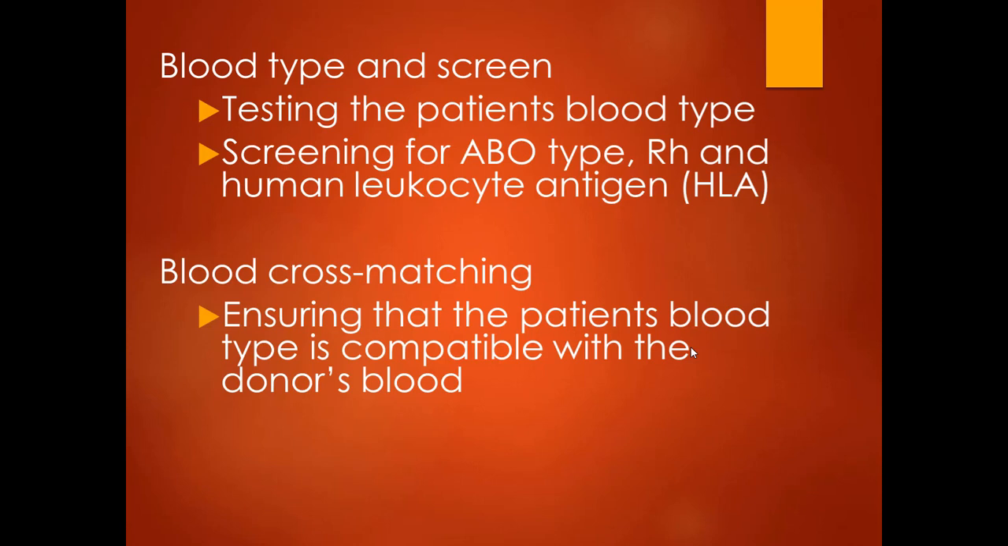All right, blood type and screen. Anytime a patient is admitted for things like surgery or diagnosed with any type of illness or disease that would cause bleeding, they're actually typed and screened right away. You've seen the red bands they wear. It just says what type their blood is and screens for any other issue, for the ABO type, Rh factor, and the HLA.